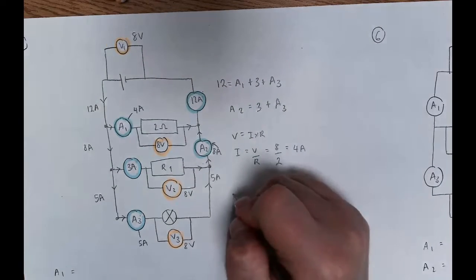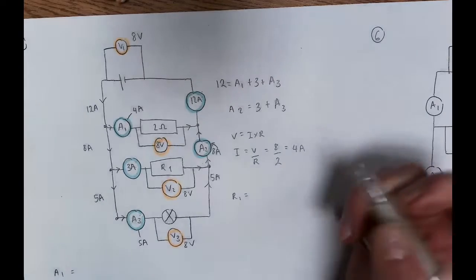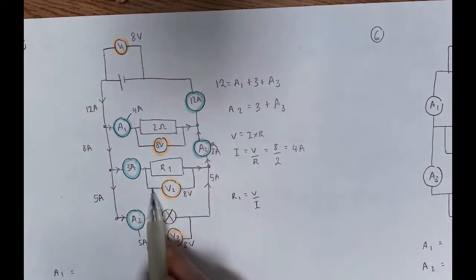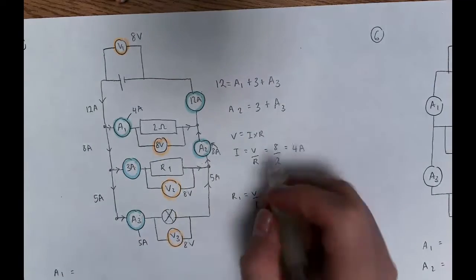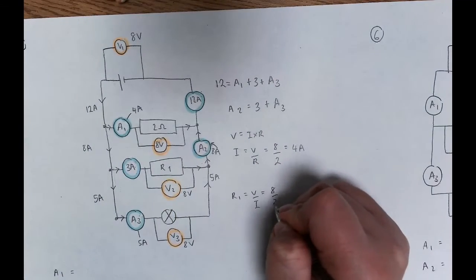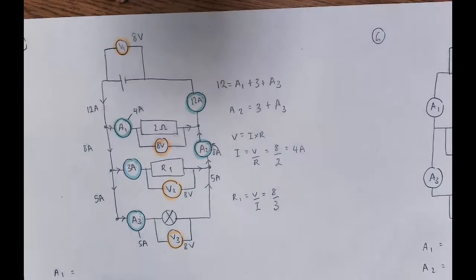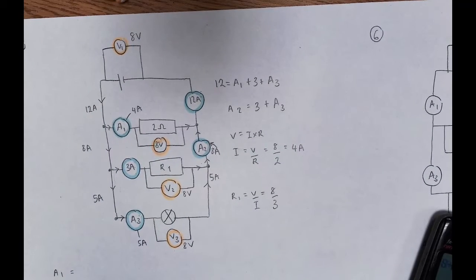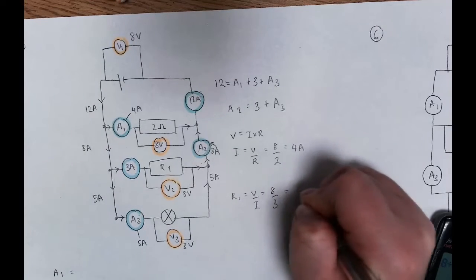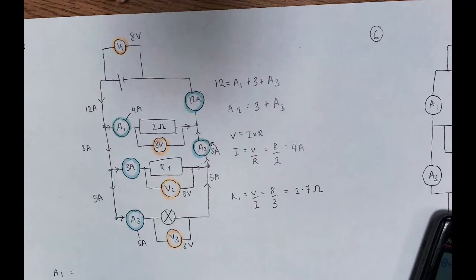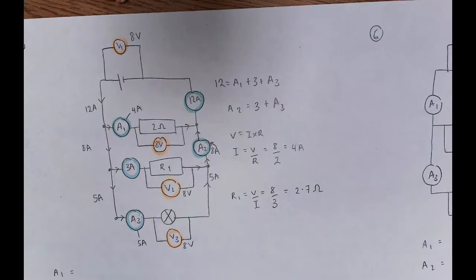The last thing I can do is I can work out R1. R is equal to V divided by I. R1's voltage was 8 volts and the current flowing through it was 3. Getting me 2.7 ohms. So that gets me all my values for 5, and then we've got one more to do.